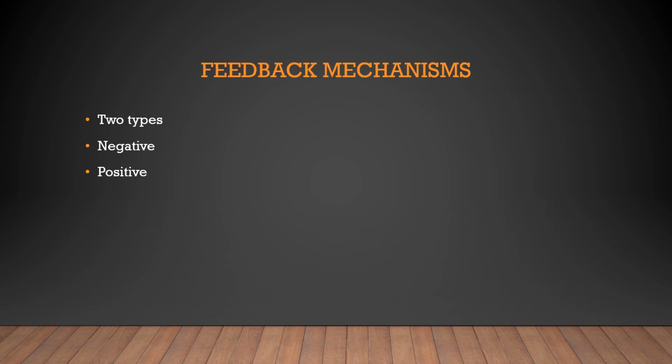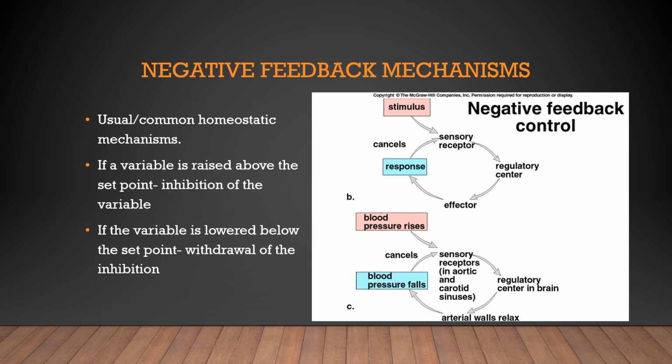Next is the feedback mechanism. Basically there are two types of feedback mechanism. One is the negative feedback mechanism. Next is the positive feedback mechanism. We'll learn in detail now. Negative feedback mechanism is usually the most common type of homeostatic mechanism. What happens here is, if a variable is raised above a set point, for example, an increase beyond certain normal limits, then we would inhibit the process from happening. But if the variable decreases below the set value or the normal value, the inhibition by our body would be withdrawn.